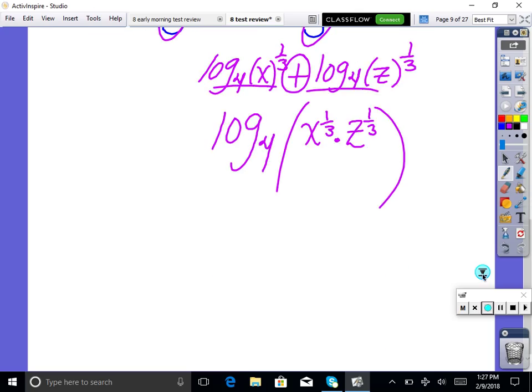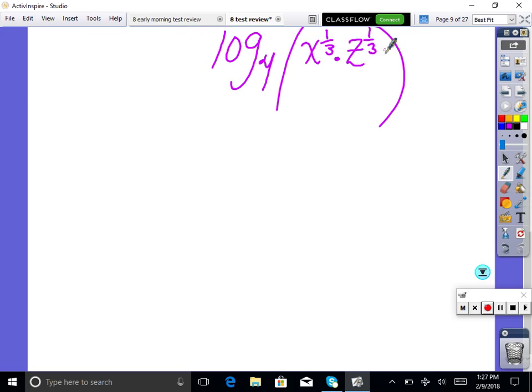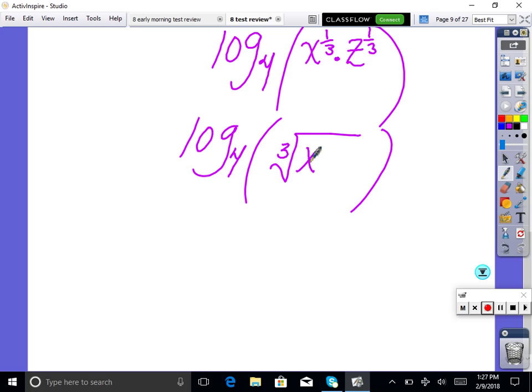Now remember, if you have a rational exponent, it's the same thing as a radical. So we would probably go like this. Log to the base 4 of the cube root of x and z. Both cube roots, so I put them under the same cube root.